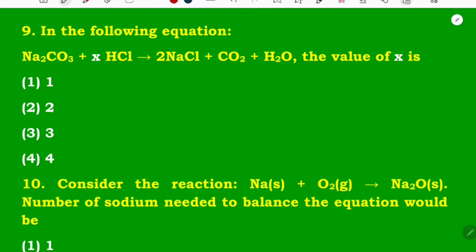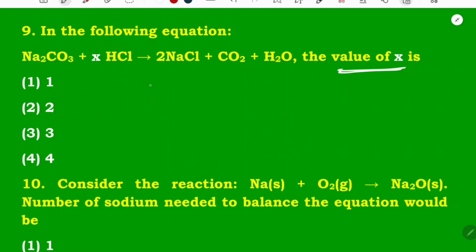So in the following reaction, we have to find out the value of X. They gave one equation. So what can we do first? We can balance the equation, then easily we can find out what X is. The number present before a formula is called a coefficient. So we have to find out the coefficient of this HCl.